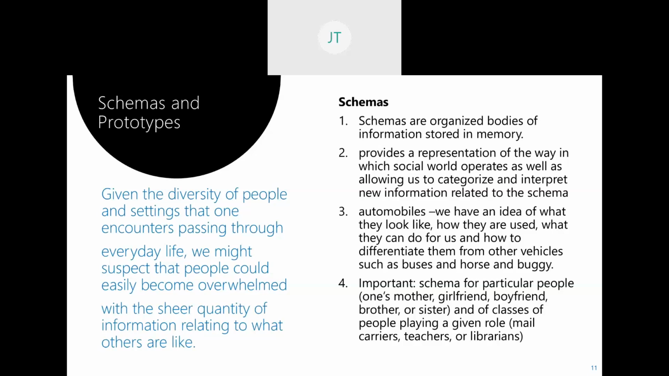Schemas are an organized body of information stored in memory, providing a representation of the way the social world operates, as well as allowing us to categorize and interpret. For example, automobiles: we know the idea of automobiles. We also form schemas of particular people: one's mother, girlfriend, boyfriend, brother, sister, and classes of people playing different roles, like mail carriers, teachers, librarians. We form schemas for all of this information simply because our brain capacity is limited. If we don't form schemas, we will get overwhelmed and bogged down. But this doesn't mean we start generalizing and using this for judging people.